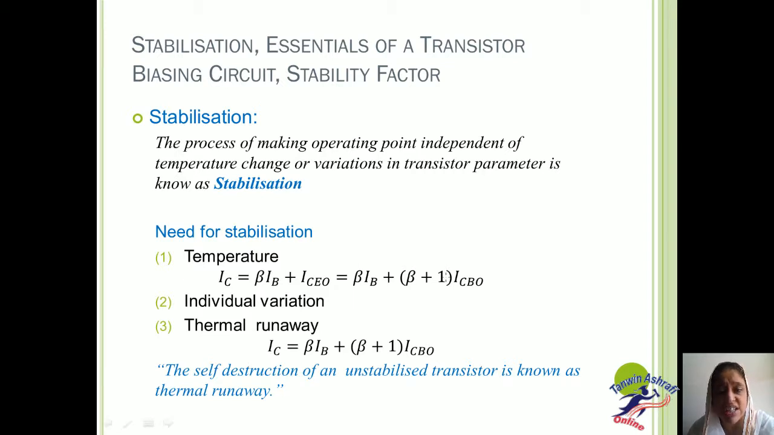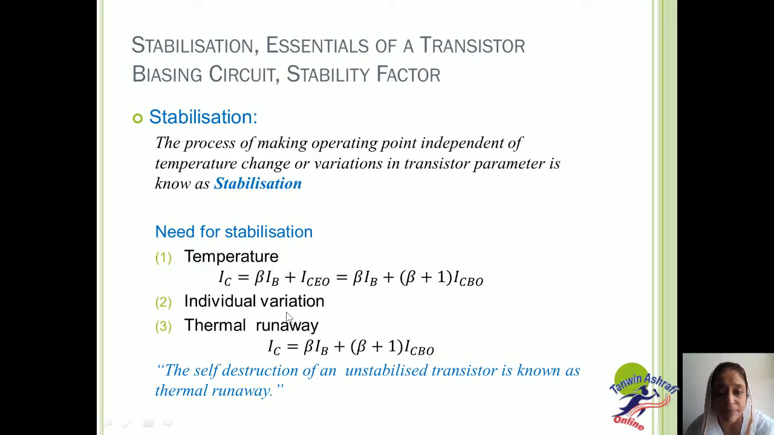change in IC due to the temperature variation cannot be tolerated, and this is achieved by only 0.2 milliamp base current. It is necessary to stabilize the operating point, or to hold the IC at a constant value in spite of the temperature variation.